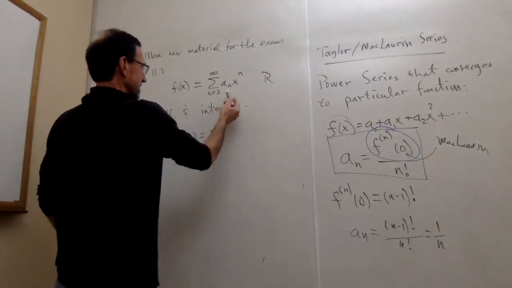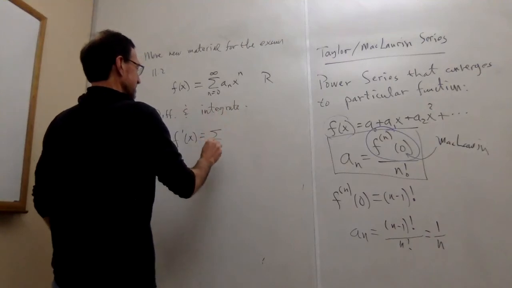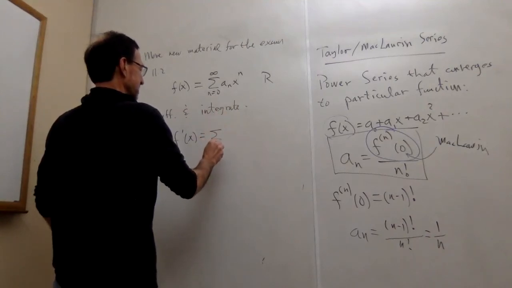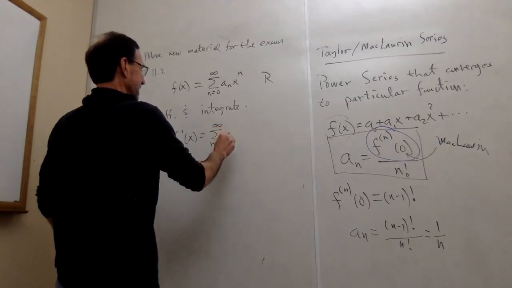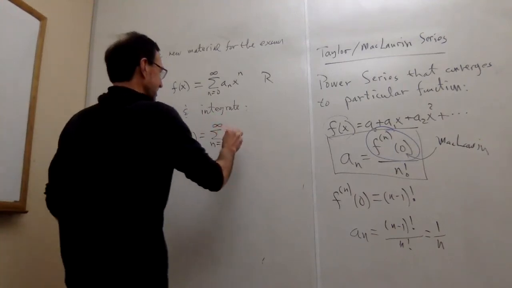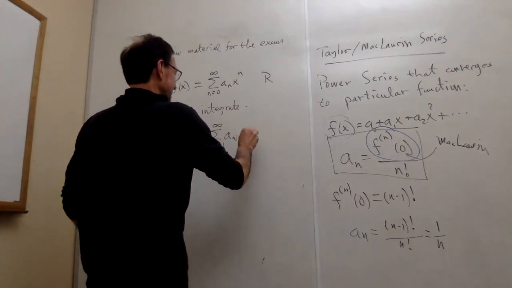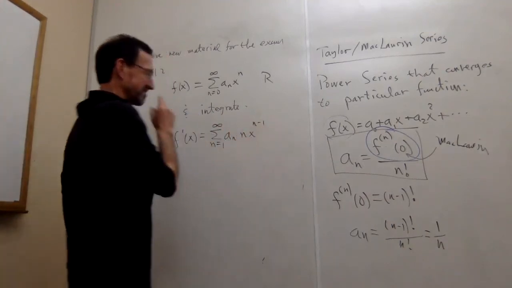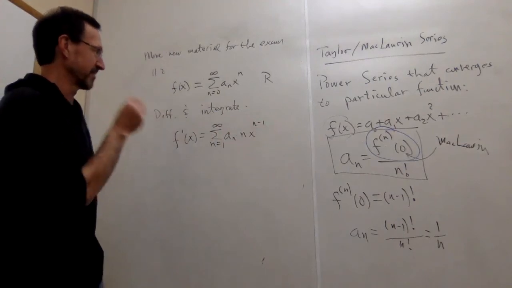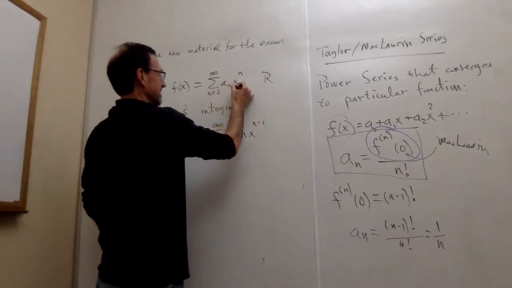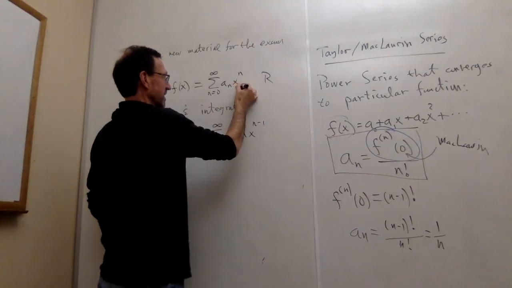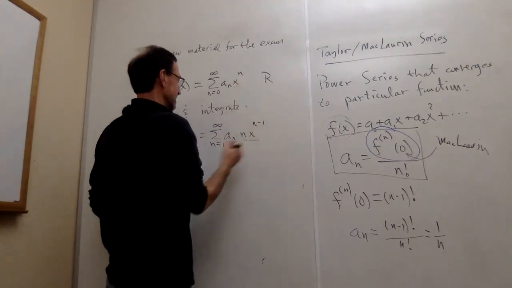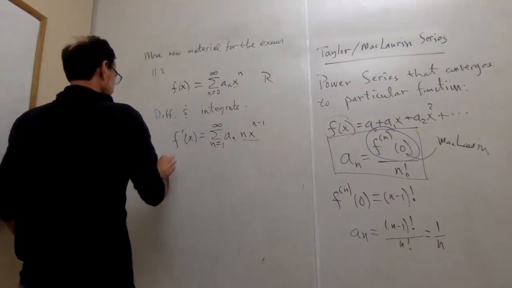The first term is a constant, so its derivative is 0. Let's say we start at 1, and we're going to get a_n times n times x to the n minus 1. So we can differentiate. a_n is just a constant. The function on the terms is right here, and the derivative is right there. We can also integrate.